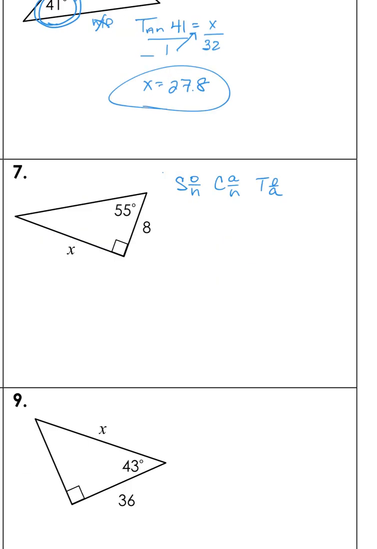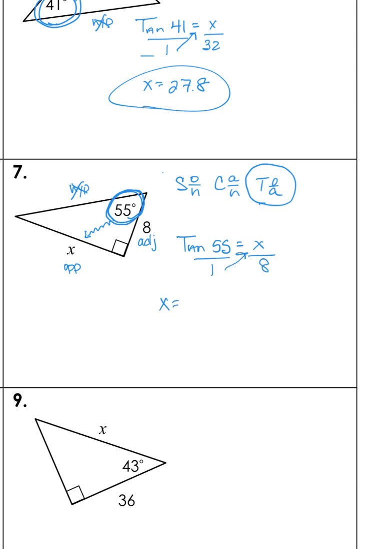All right, next example. Here is my 55, my angle. The side way over here that doesn't touch it is the opposite side. The box points to the hypotenuse, so we don't need that one. That means this is my adjacent side. So opposite and adjacent, O and A, is tangent. So tan 55, because that's my angle. Opposite over adjacent. Cross multiply. X equals 8 times tan 55. And I'm going to get 11.4.